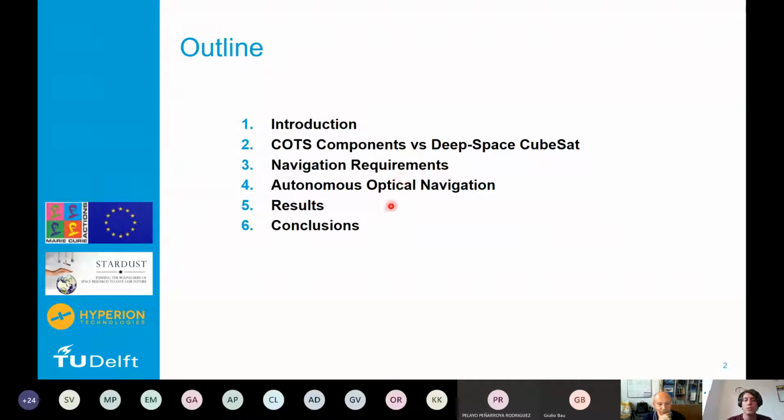So I will introduce the presentation, of course, then I will go into commercial off-the-shelf components for deep space CubeSat. And then I will focus on navigation requirements, autonomous optical navigation, and I will finally show you some simulation results and some conclusions of the talk.